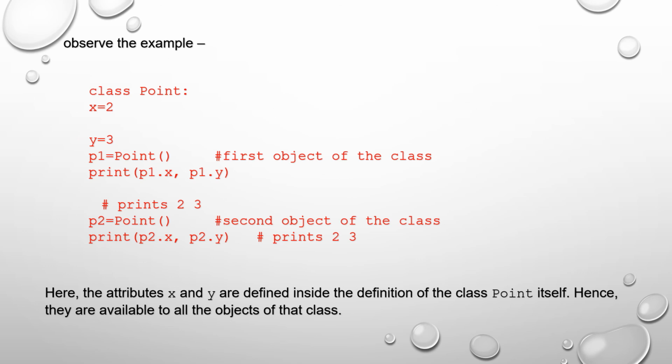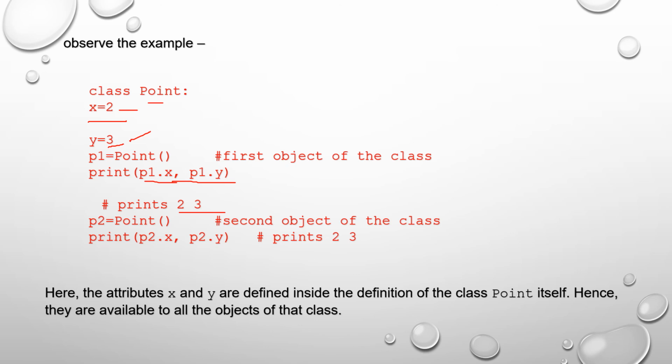So just observe the example. Here I created a class. The keyword is class Point, and here my variables are x and y, and I assign the value 2 to x and 3 to y. After that I am going to create the object. My first object I name it as p1. p1 is equal to Point parenthesis. After that I am going to print p1 dot x comma p1 dot y. So this print statement will print the x value and y value. x's assigned value is 2 and y's assigned value is 3. So it will print 2 and 3.